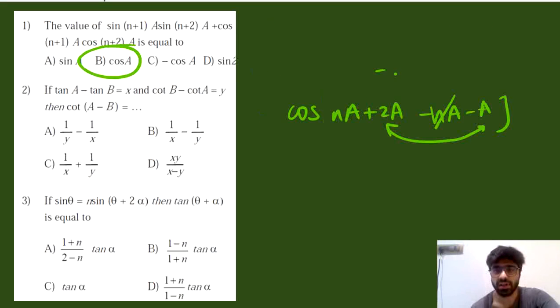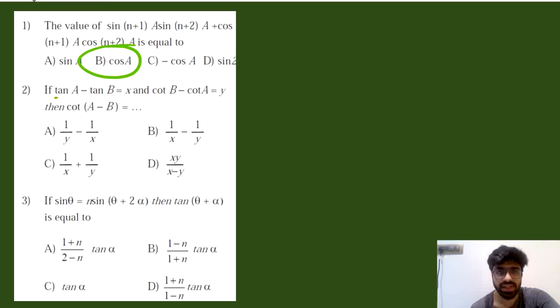Okay, so with that we continue with our second question. And in the second question what they are telling us is tan A minus tan B is x. Okay, we will keep that in mind. Tan A minus tan B is x. Cot B minus cot A is y. Okay, the value for cot(A minus B) will be what?